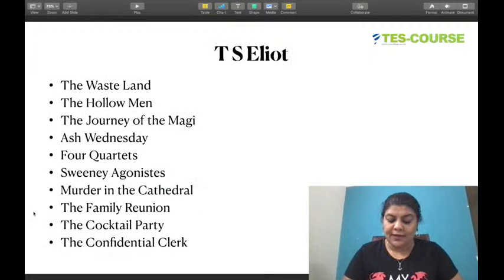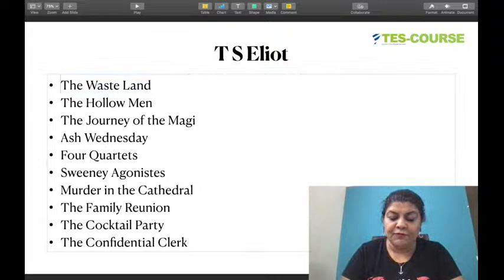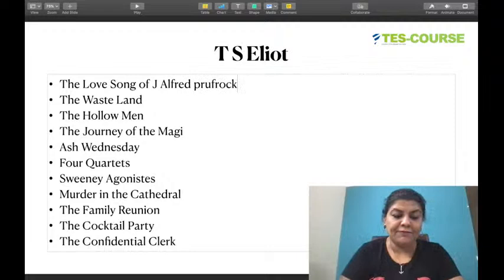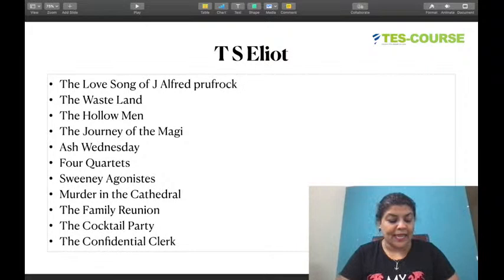The Waste Land. Before The Waste Land, he wrote The Love Song of J. Alfred Prufrock. It is his first poem. He was an American, but he came and lived in England. Then The Waste Land, Gerontion, and The Hollow Men.